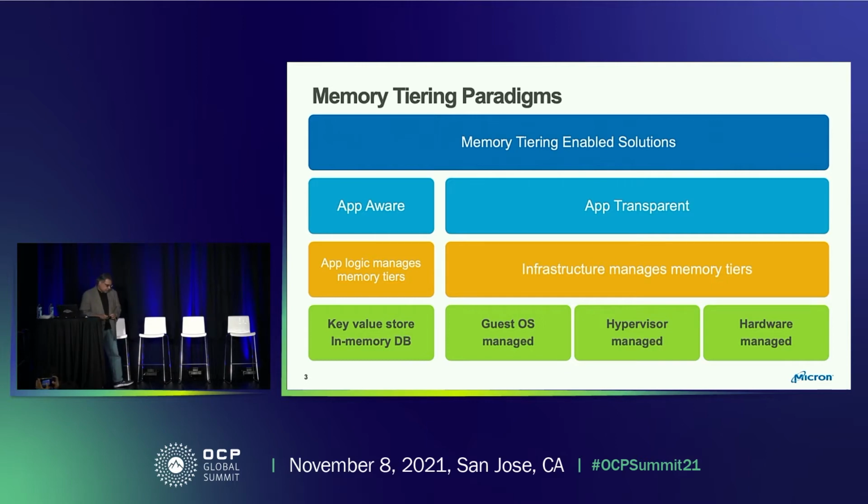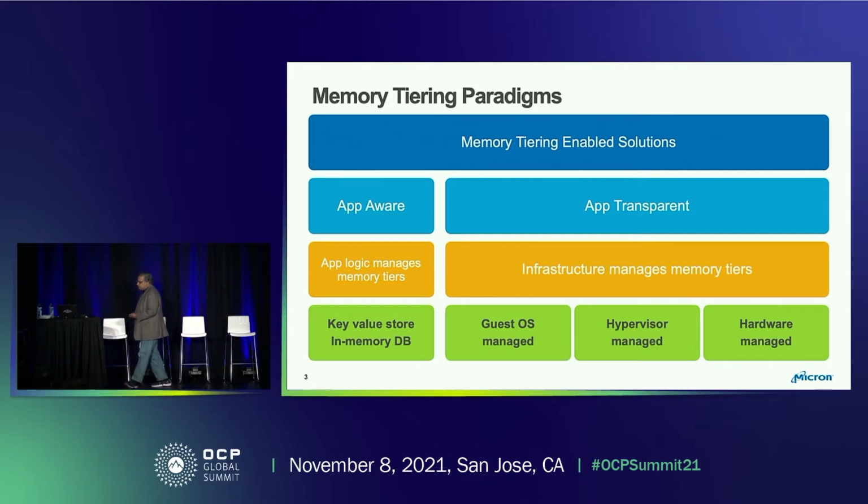Essentially, the memory tiering paradigm for me falls into 2 big buckets. The first one is app aware, and the other one is app transparent. The interesting bucket for me as a component supplier into the ecosystem is the app transparent, because that is the one that allows me to scale up the solution and not have to wait for the applications to change over a 10 to 15 year time period. I need to move the memory into CXL as fast as I possibly can.